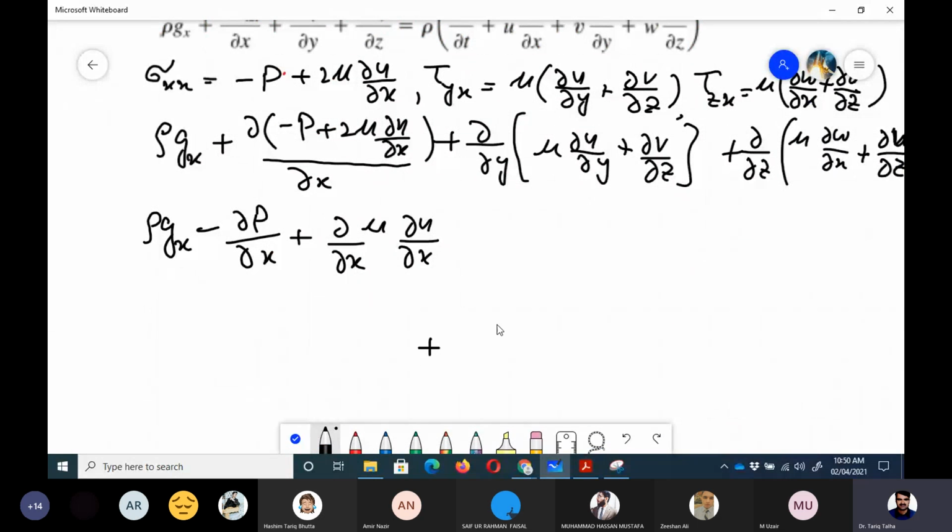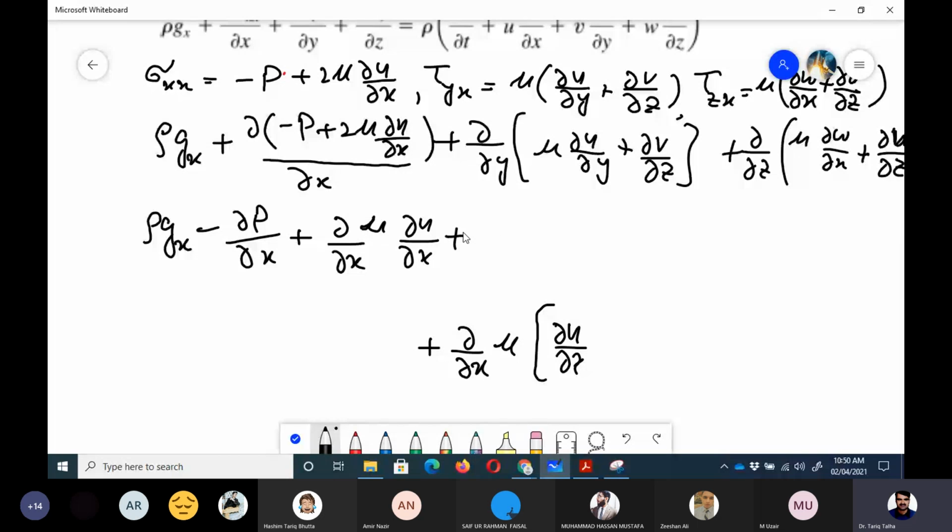Let me write it here separately. So that would be equal to partial by partial x into mu into partial u by partial x. Okay, let me write it again, maybe in a better way. So it would be partial by partial x of mu into partial u by partial x. So the first term I have written like this. This other term here, mu into, we would simplify further in the next step.